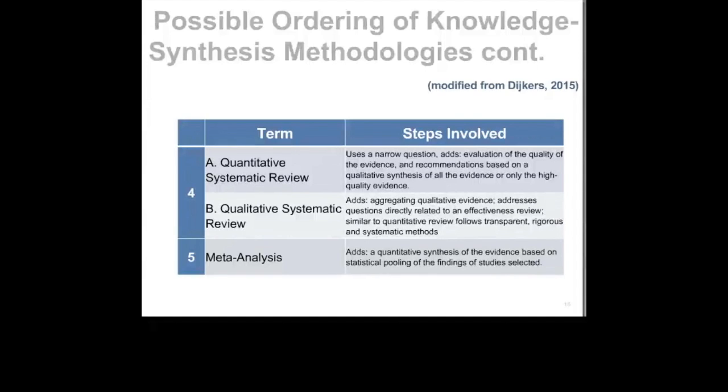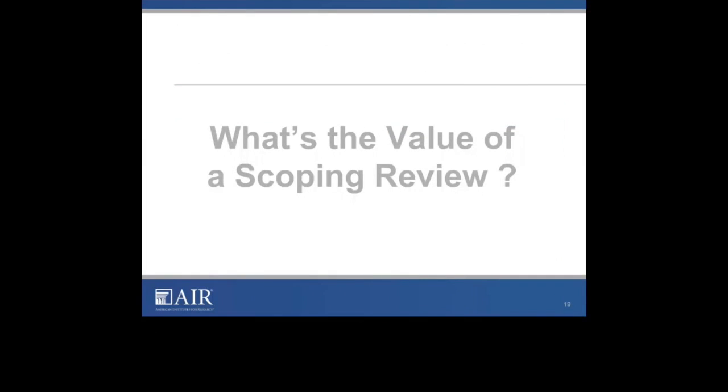And then at the very top here, number 5, the meta-analysis, which adds on a more quantitative synthesis of the evidence based on statistical pooling on the findings of the studies that were selected. All right, I think that was my part. I'm handing it over to Chad to talk a little bit more about how such a scoping review methodology can inform researchers in the disability and rehabilitation arena.